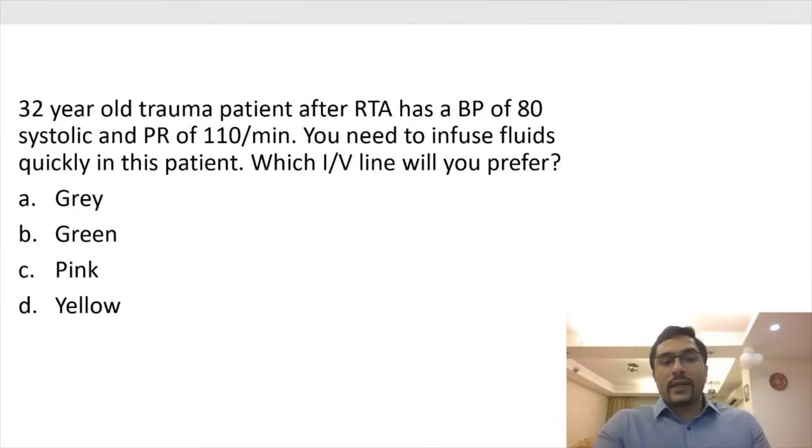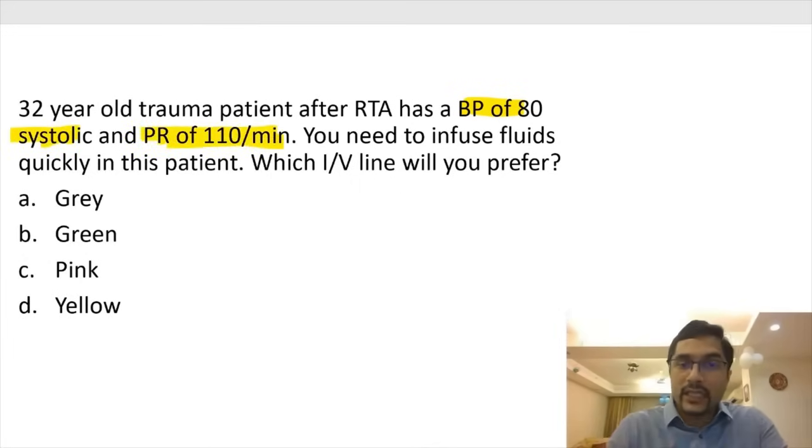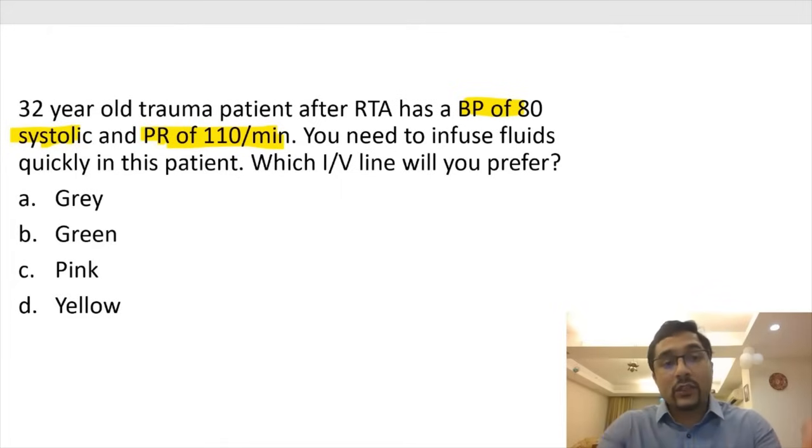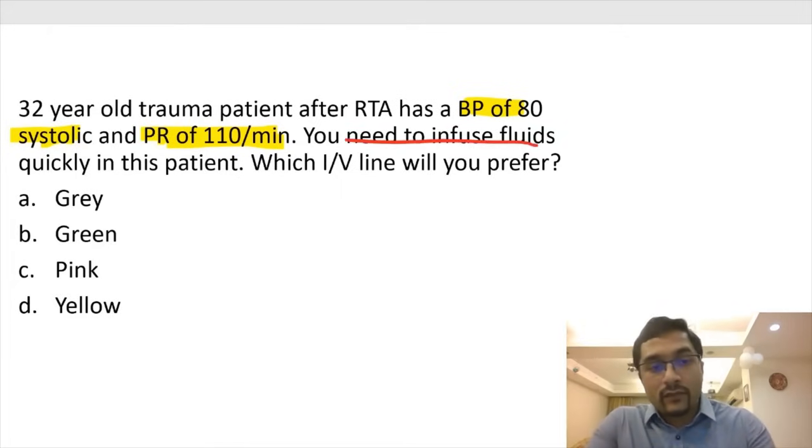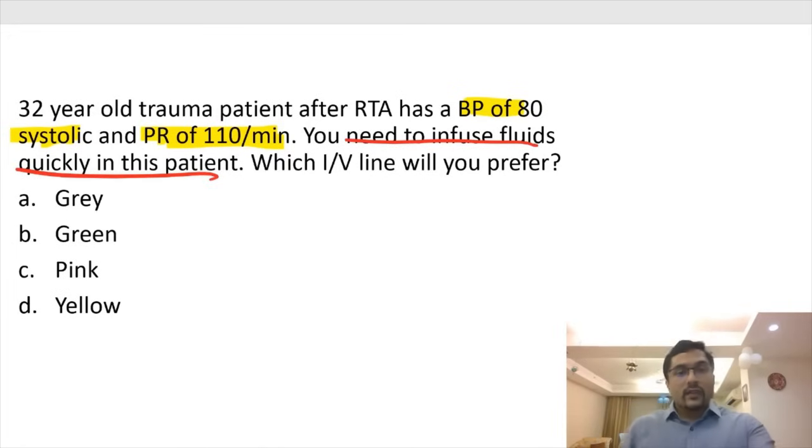Very, very important question for the exam is regarding IV lines. So you have a 32-year-old trauma patient after road traffic accident, and the patient has a blood pressure of 80 systolic and pulse rate of 110. So of course there is hypotension and tachycardia. We need to give this patient fluids quickly. So which IV line are we going to use?